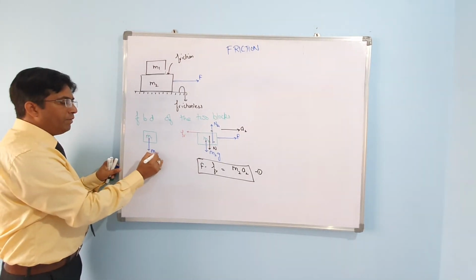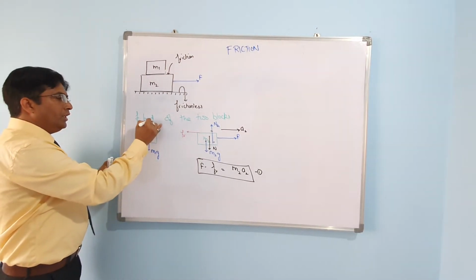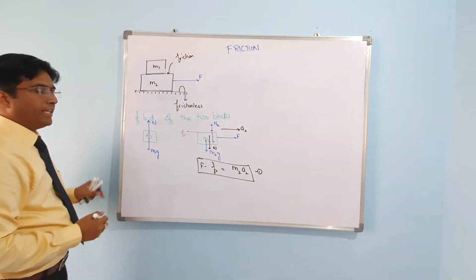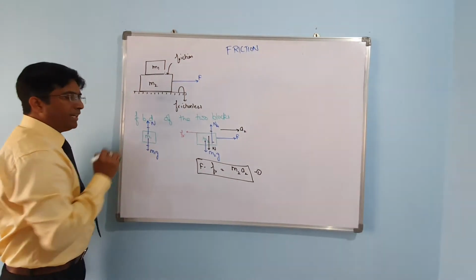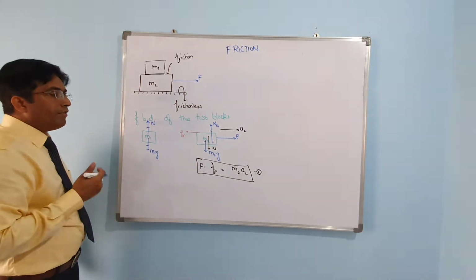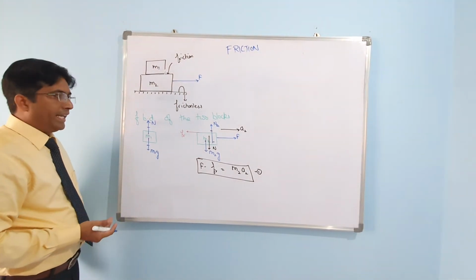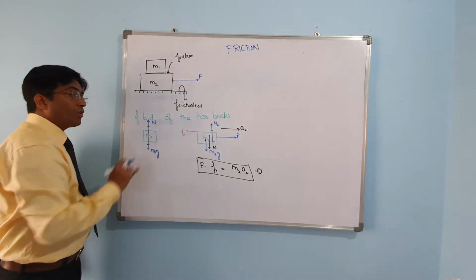m1g will be acting vertically downward. Normal reaction N is acting in the upward direction. Of course, these two are balanced. Now the question is, in which direction friction will act, or how this block is going to move.